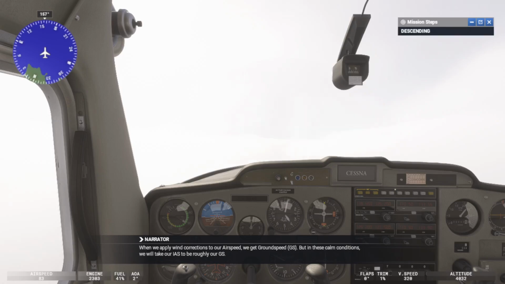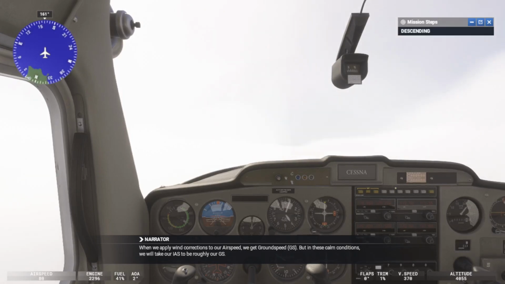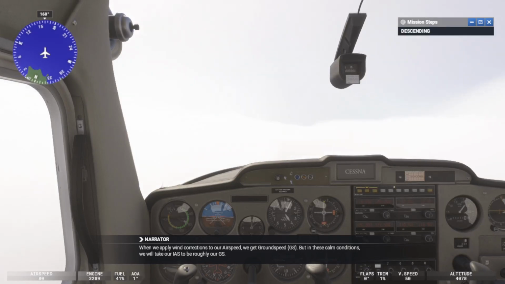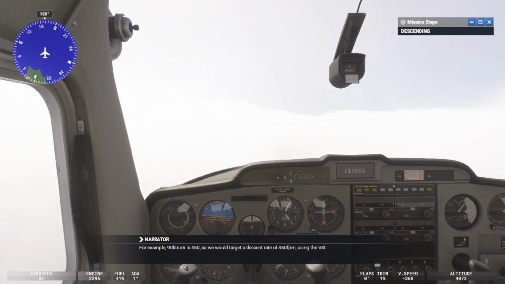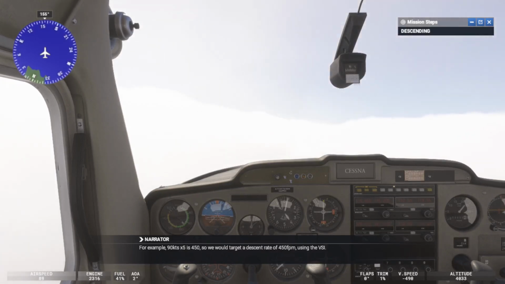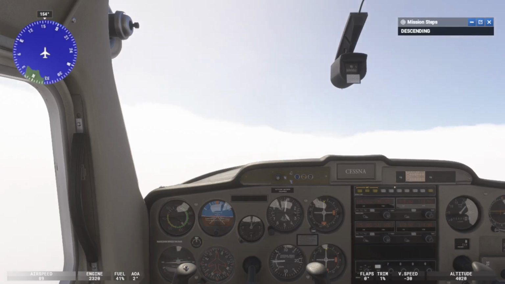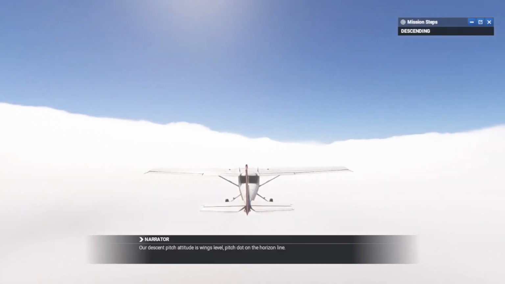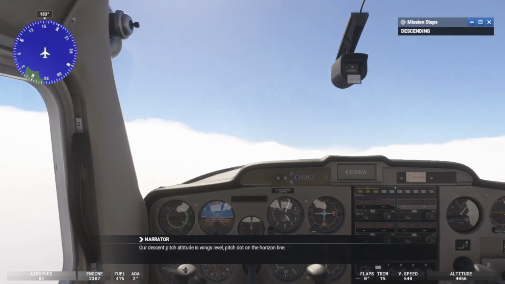When we apply wind corrections to our airspeed, we get ground speed, but in these calm conditions, we will take our indicated airspeed to be roughly our ground speed. For example, 90 knots times 5 is 450, so we would target a descent rate of 450 feet per minute using the VSI. Our descent pitch attitude is wings level, pitch dot on the horizon line.